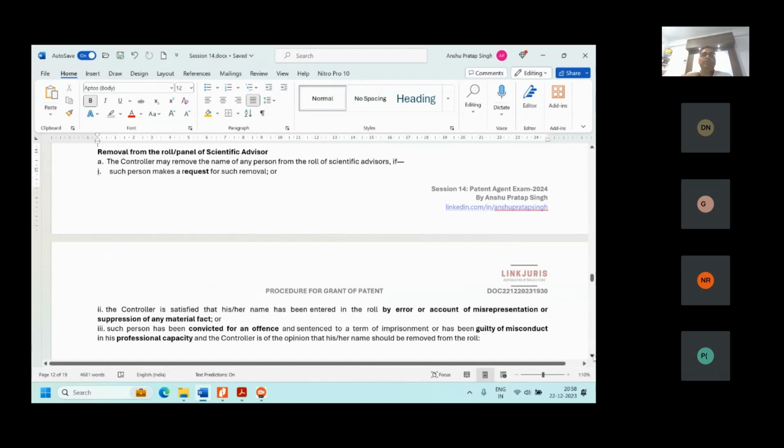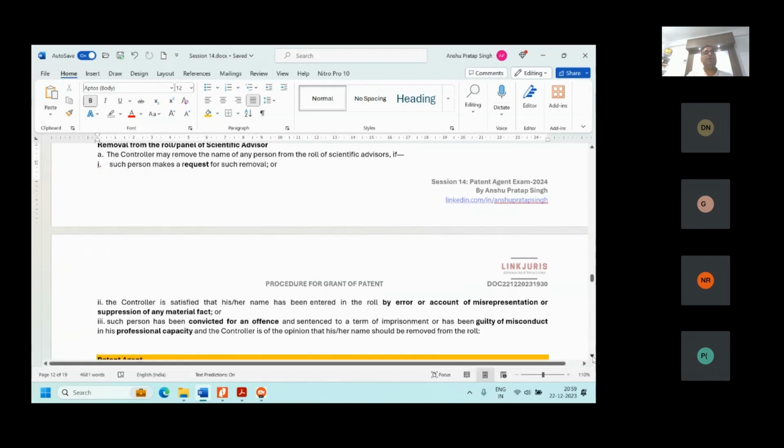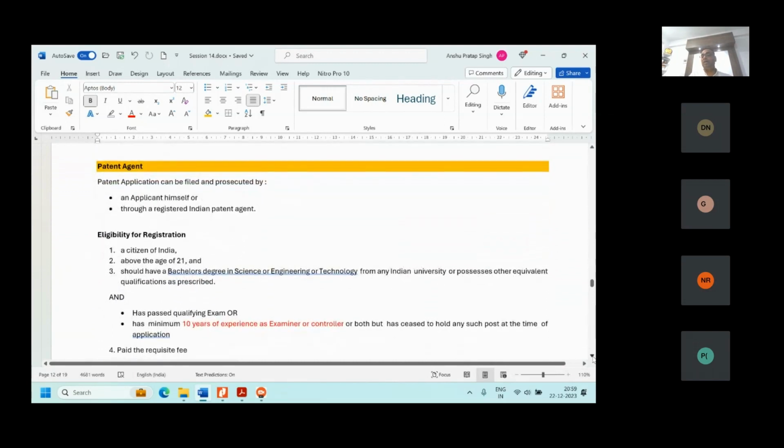Now, how can you be removed? You make a request, you can be removed. If any error or misrepresentation or suppression of material fact has been done, you will be removed. If you have again been convicted of an offense, or are guilty of misconduct in your professional capacity, then yes, you will be removed. This is how it works for scientific advisors.